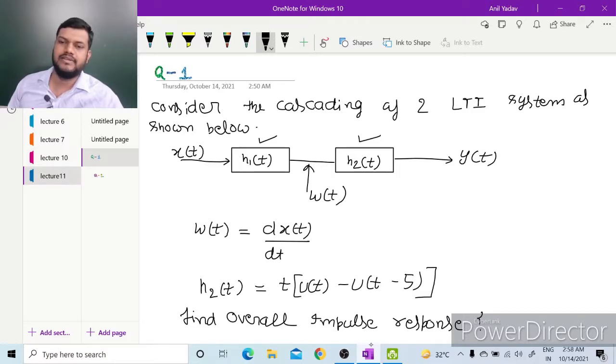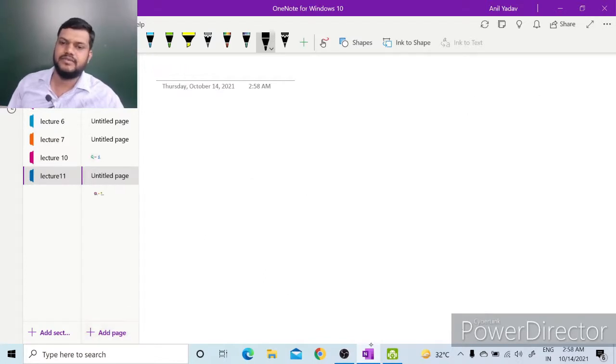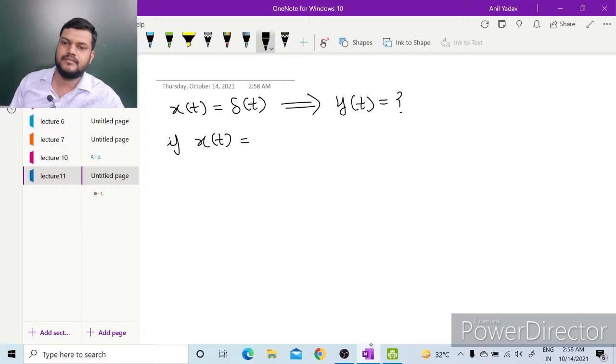Find the overall impulse response. So we know impulse response is the response when the input is impulse. So let us say x(t) is δ(t). Then whatever will be y(t), that will be the impulse response of the system. So if x(t) is δ(t), then we can see that w(t), which is dx(t)/dt, will be dδ(t)/dt.